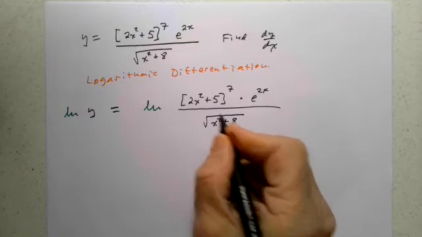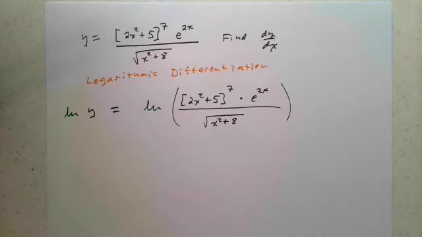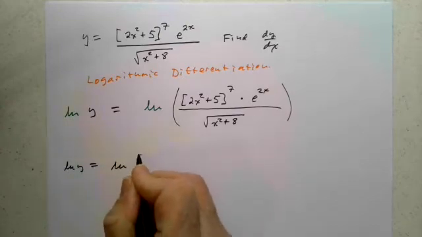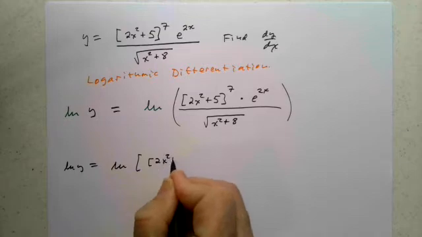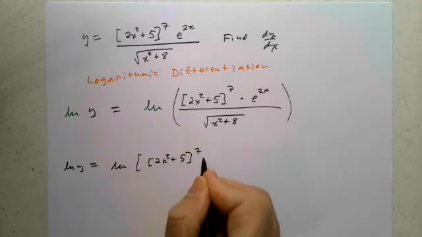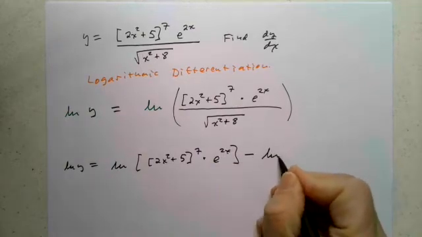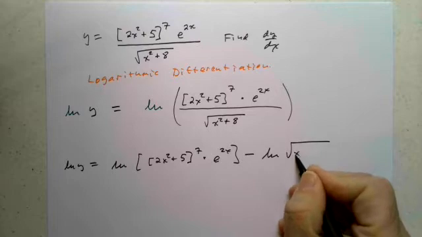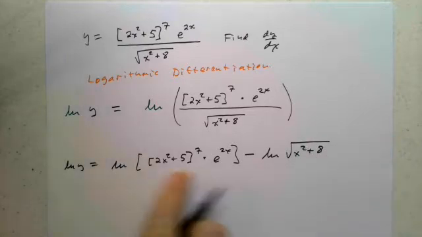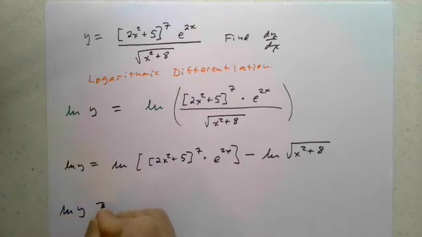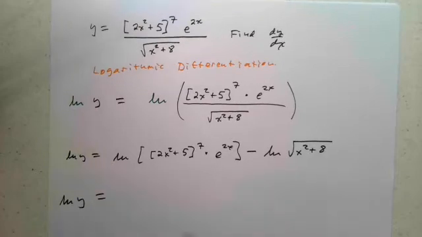And we know that the natural log of a over b is natural log a minus natural log b. So the right side is natural log of the top minus natural log of the bottom. So we get natural log y equals natural log of the top minus natural log of the bottom. We recognize that the natural log of the product is the sum of the logs. So my next line will be natural log of this first piece plus natural log of the second piece.